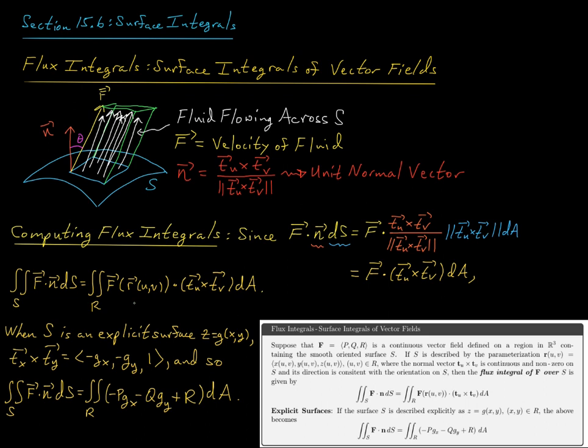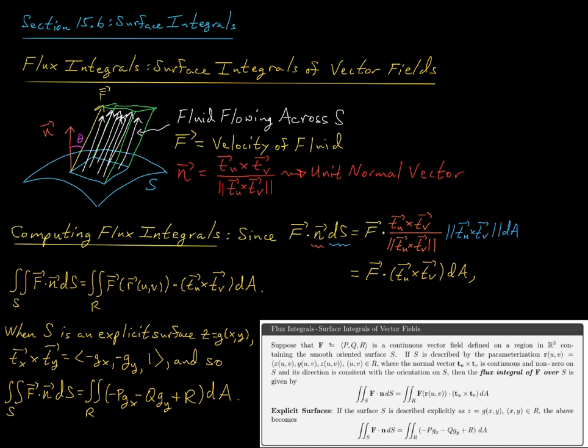And this integral here is happening in the uv plane, right? This is an integral over R. In F of r of u,v, that's just saying we're evaluating our vector field along the surface S. Here, r is just the vector function that's parameterizing the surface. Okay, so lastly I just want to note here that when S is an explicit surface, so it's of the form z equals g of x,y, then recall that the cross product vector, tx cross ty, is just minus gx, minus gy, 1.